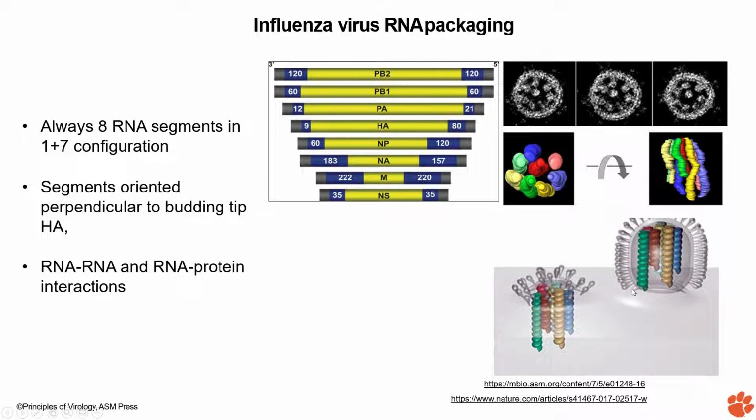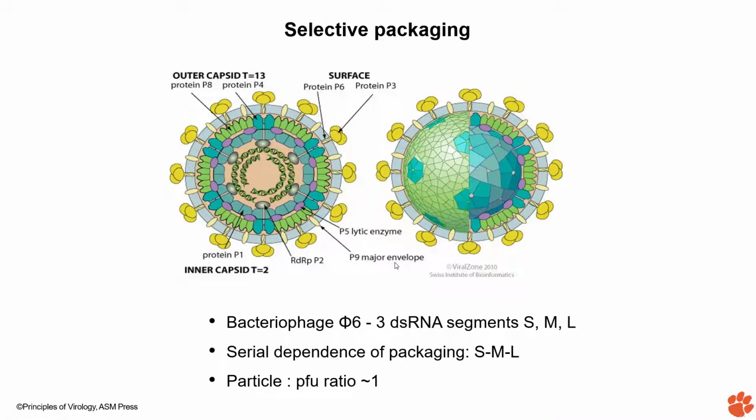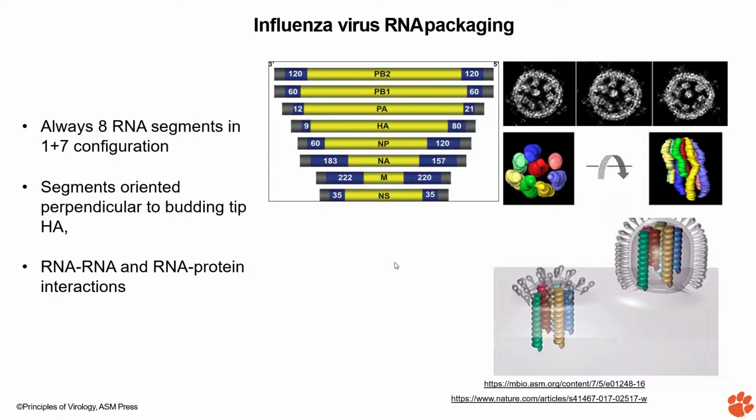And what you are looking at is that as it is budding from the plasma membrane, all these individual RNAs remain perpendicular to that. So when you are looking at the top pictures right here, we are looking at it from the top. If you look at that, you have the 1+7 arrangement. So this is fairly new, that this is only done by RNA and RNA-protein interaction, how they are assembled together. This is your influenza virus. This is basically the process of selective packaging, that you need only those 8 unique segments to be packaged inside the virus.